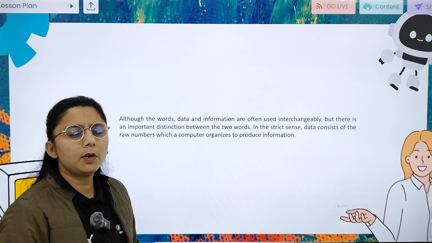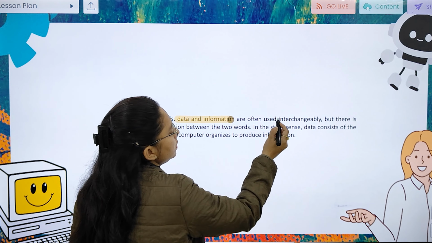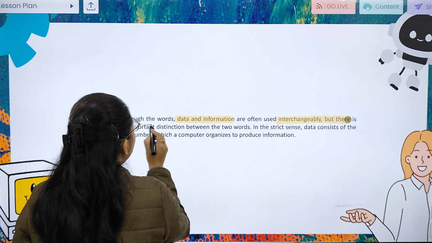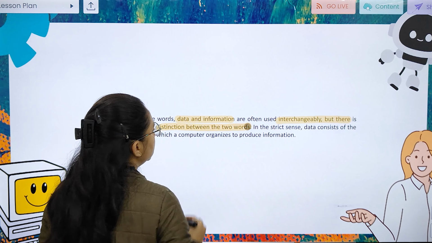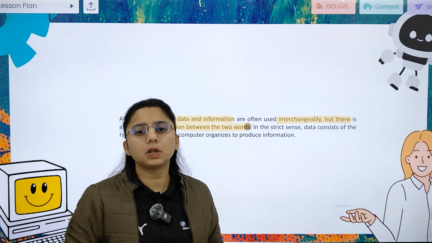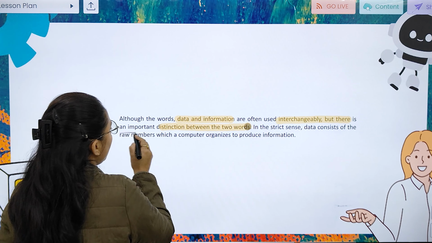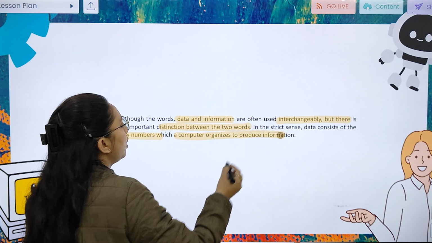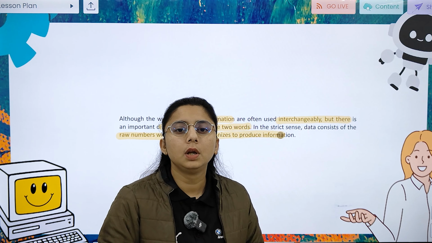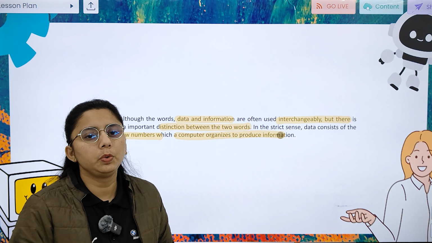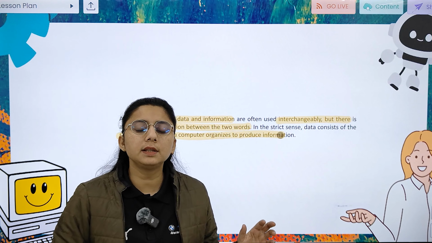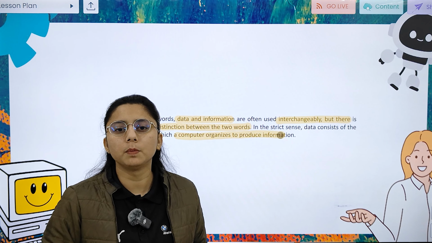Although the words data and information are often used interchangeably, there is an important distinction between the two words. In the strict sense, data consists of raw numbers, which a computer organizes to produce information. What is organized, and what it produces, is information.